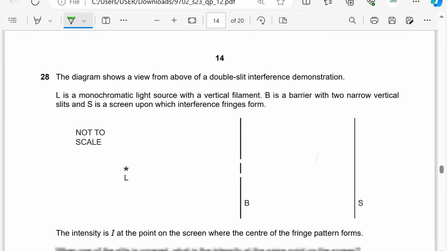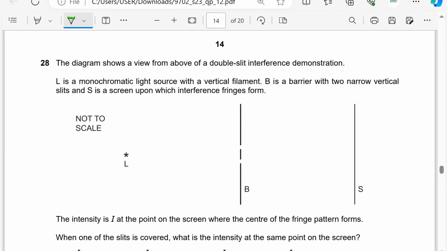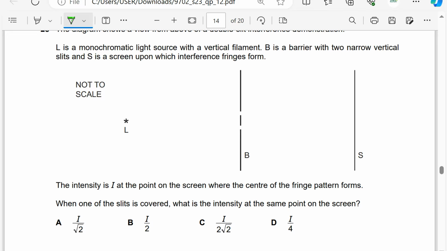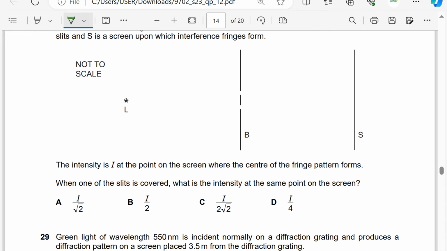The diagram shows a view from above of a double slit. L is a monochromatic light source with a vertical filament. B is a barrier with two narrow vertical slits, and S is a screen upon which interference fringes form. The intensity is I at the point on the screen where the center of the fringe pattern forms.